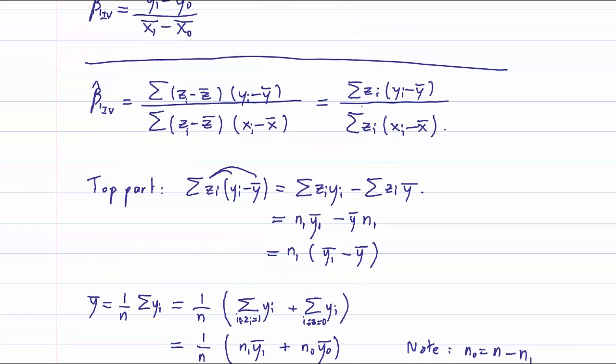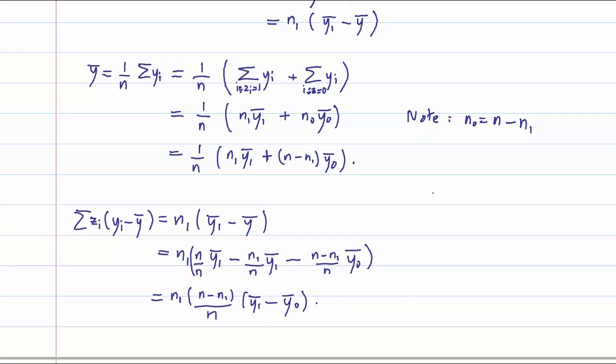If we look at the bottom part here, we can apply exactly the same logic, and we get the sum of zi times (xi minus x bar) equals n1 times (n minus n1) over n times (x1 bar minus x0 bar).